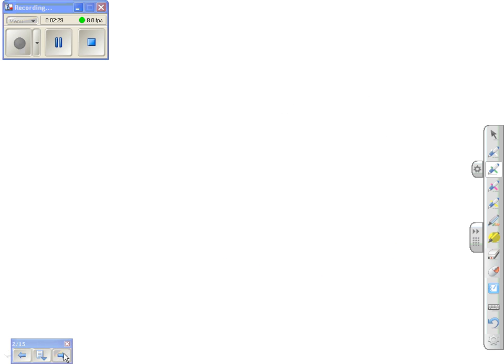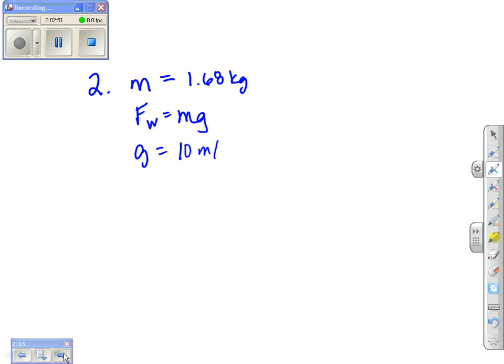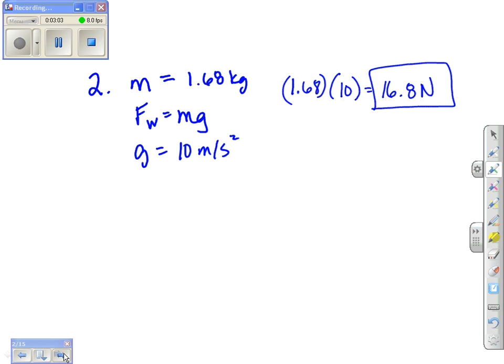Number 2. What is the weight of a book that has a mass? So they give us mass to be 1.68 kilograms while resting on planet Earth. So we just want to know the weight, which is weight force, is mass times gravity. And we know gravity on Earth to be 10 meters per second squared. So we're going to take 1.68 times 10, which is going to give me 16.8 newtons. So that's going to be my weight on Earth.